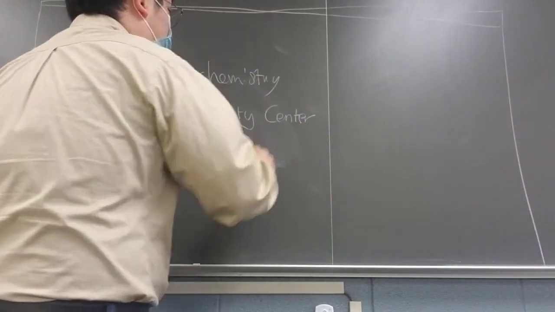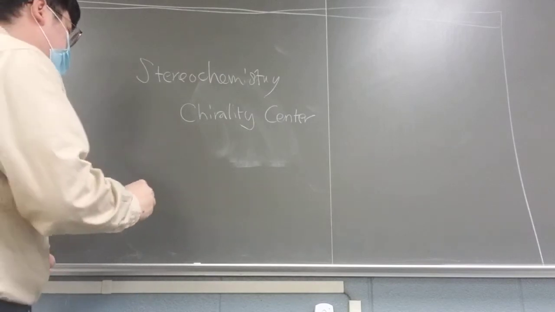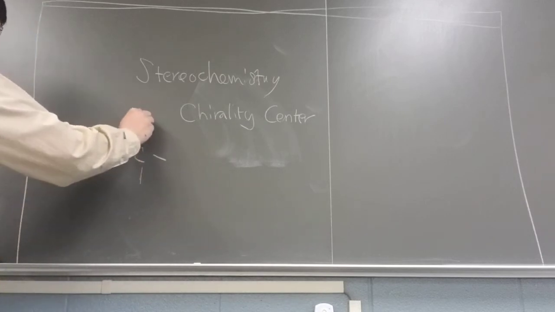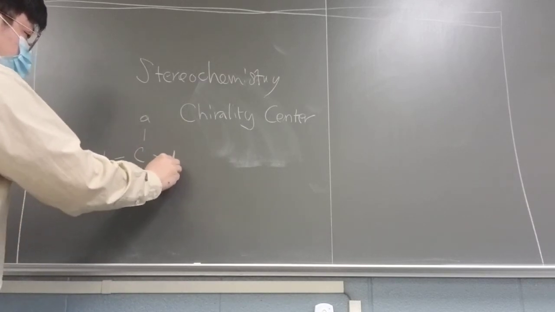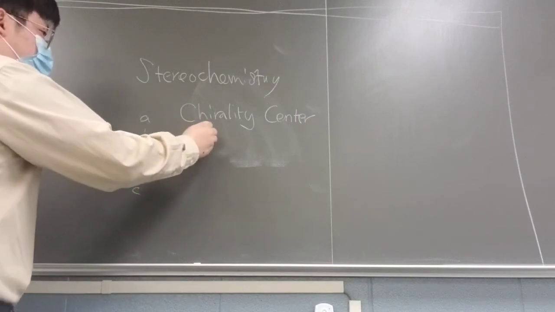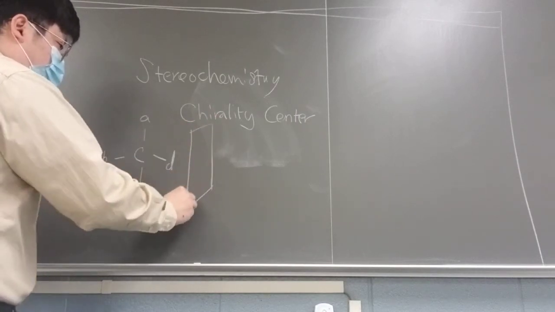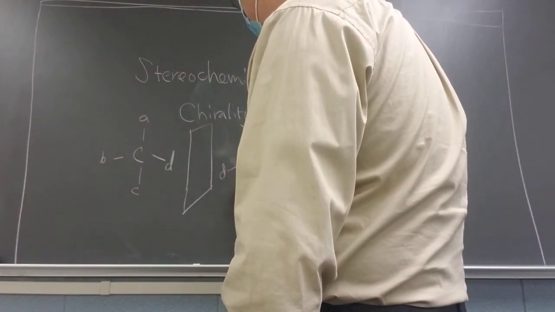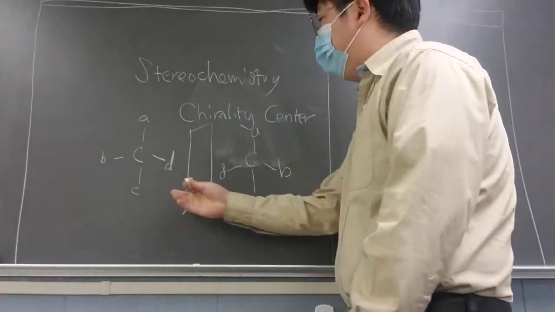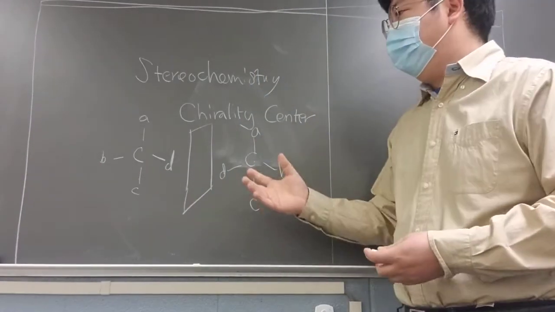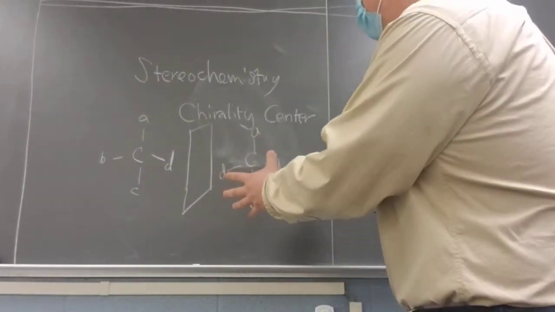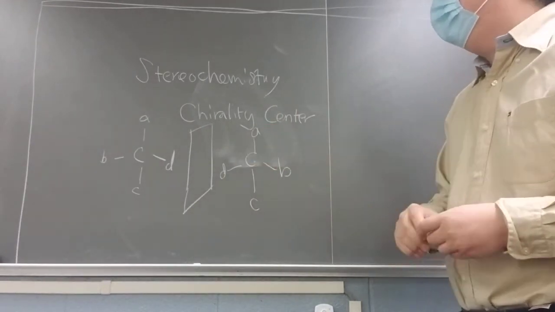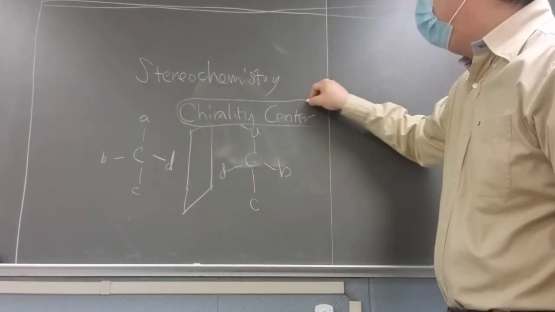So the chiral center is quite simple actually. If you can find any carbon in your organic compound that has 4 different groups on it, it's a chiral center. So even though you make a mirror image on that chiral center, it's not the same compound because it's not superimposable on each other. Even though you rotate it, there will not be overlap in the same position for those 4 groups. Then you can find your chiral center.